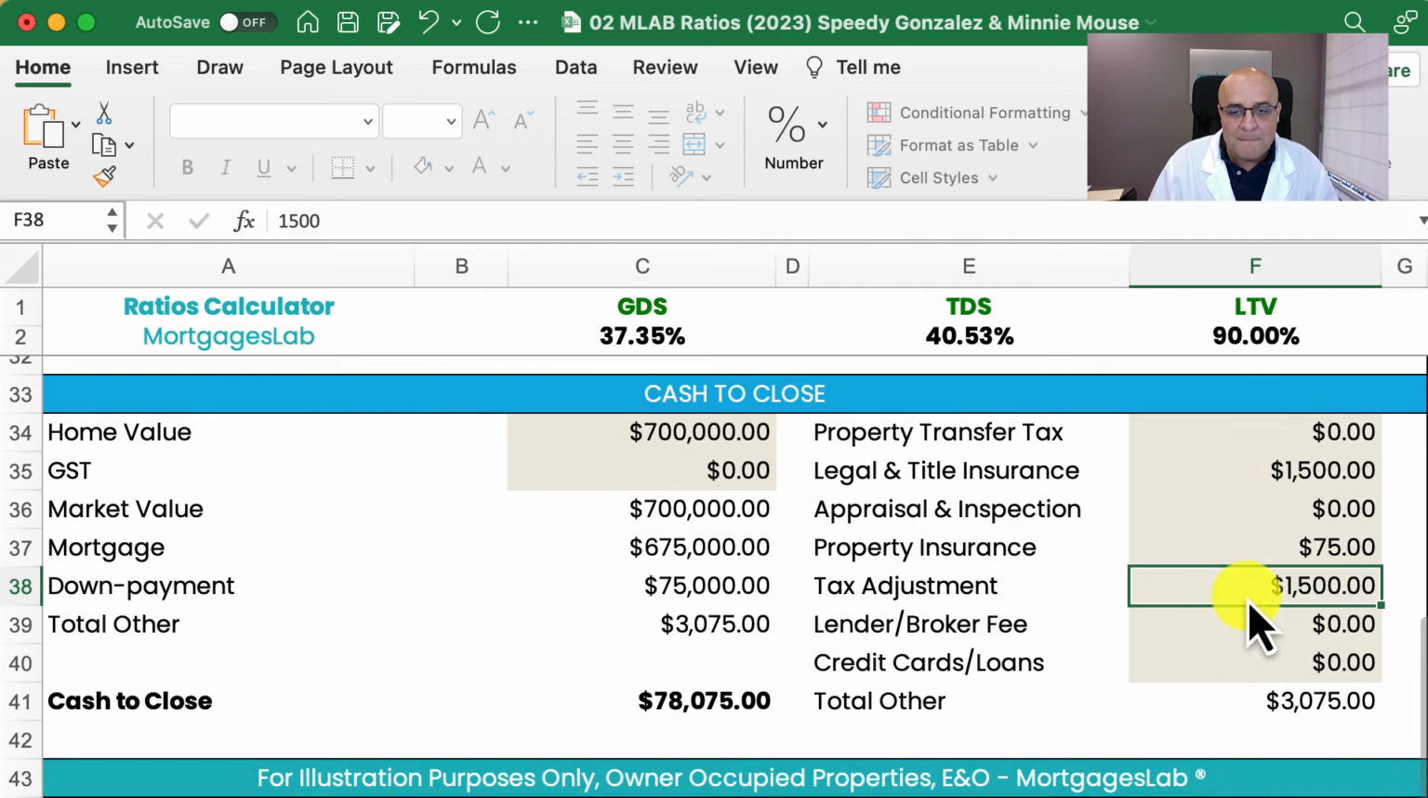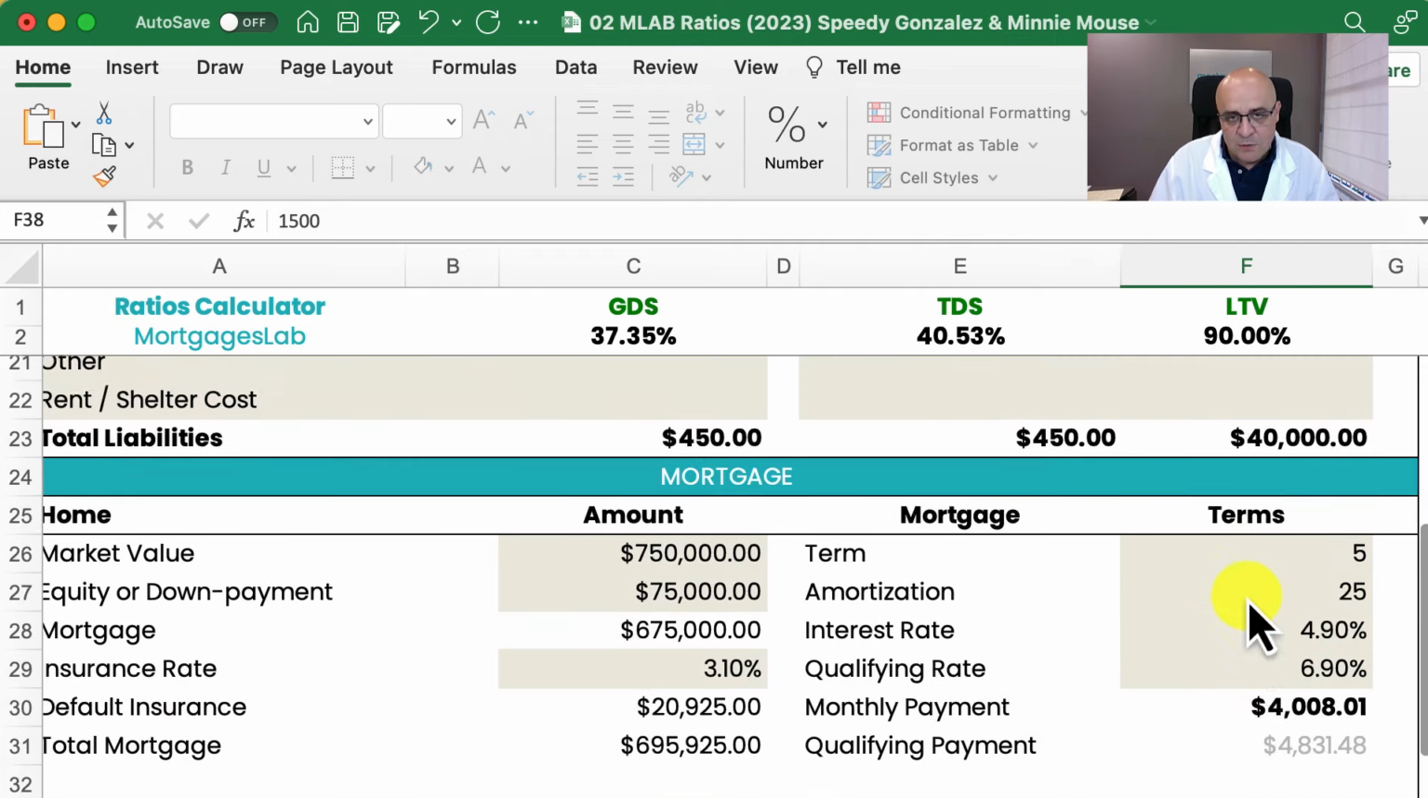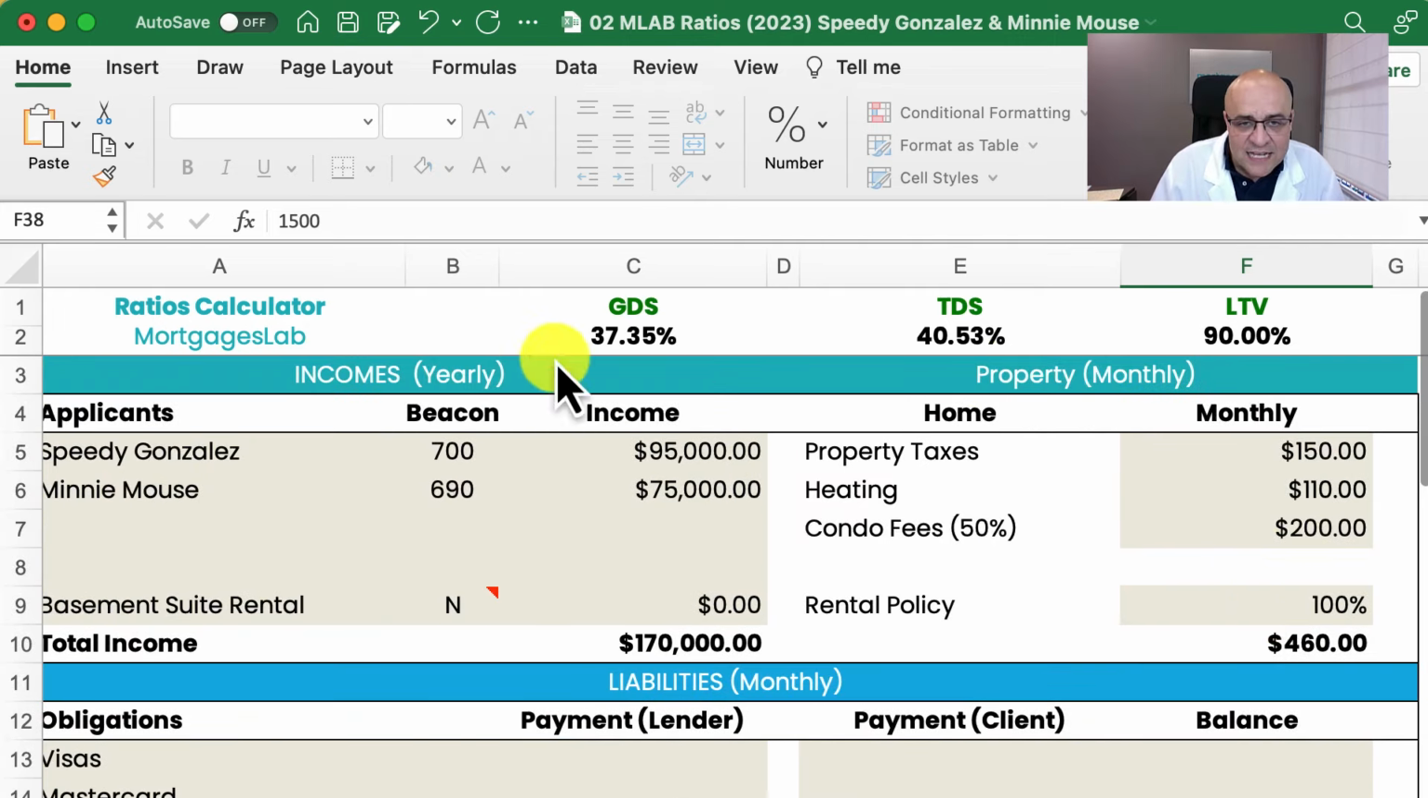And now we get to the meat of this small example. And that is, if we look at this number, gross debt service, it's a fancy name for the percentage of your income used for home payments. According to the bank calculation, you're using about 37.35% of your annual income for your home calculation.